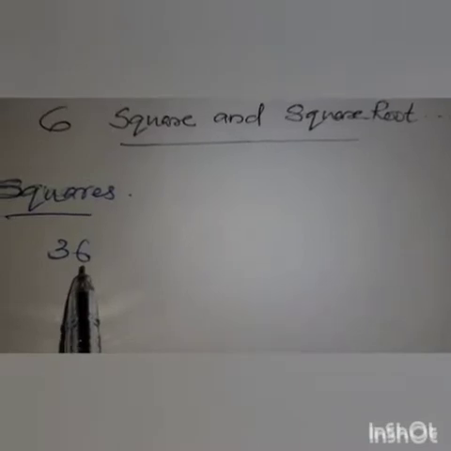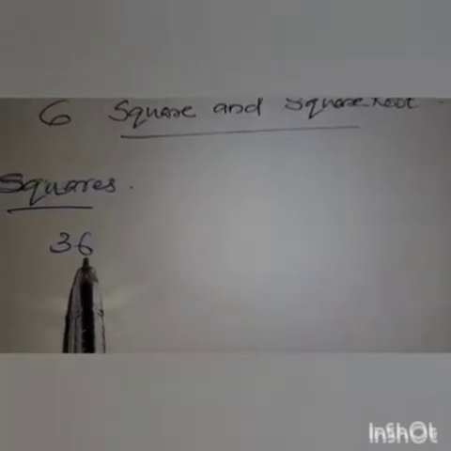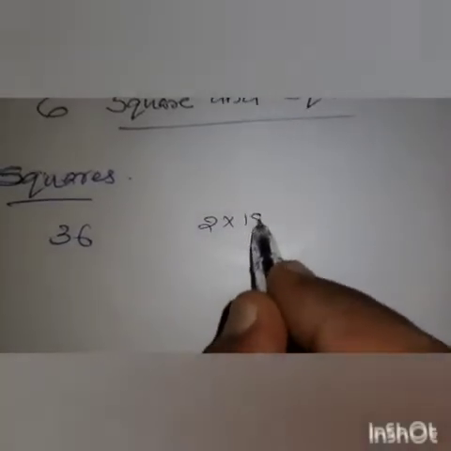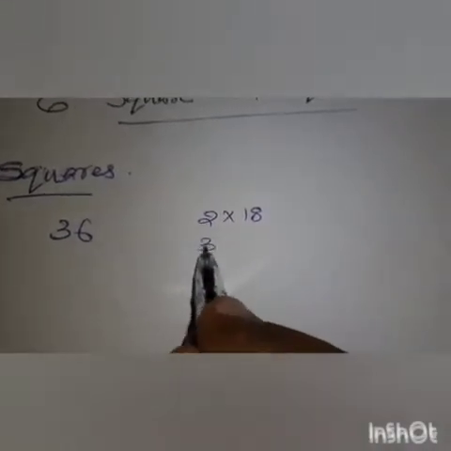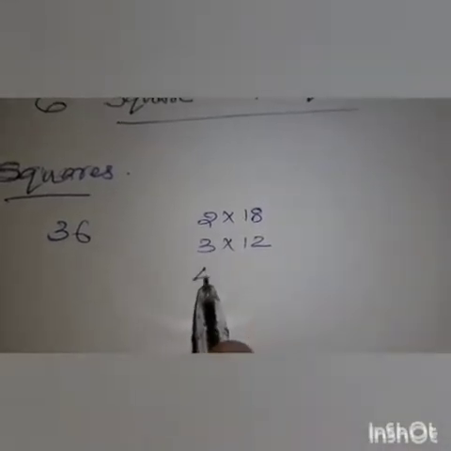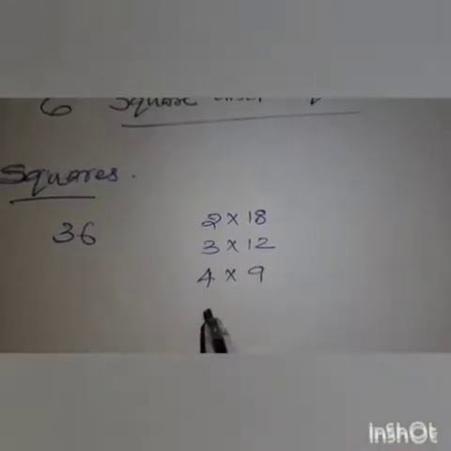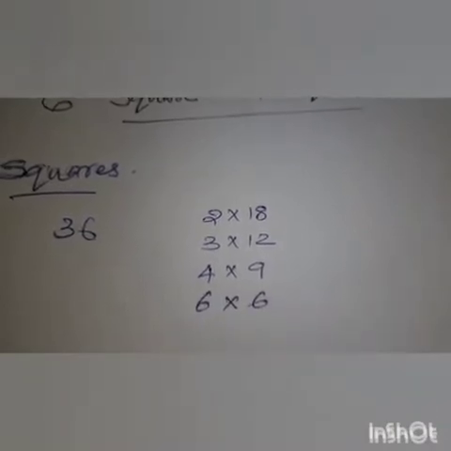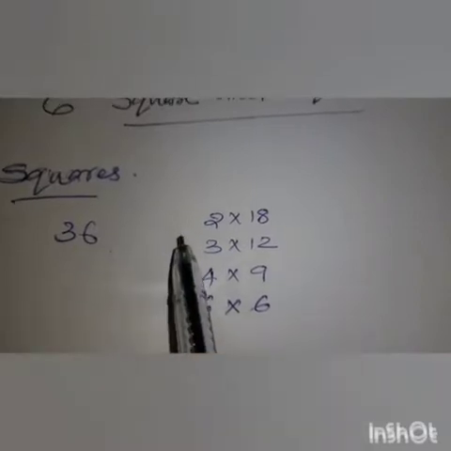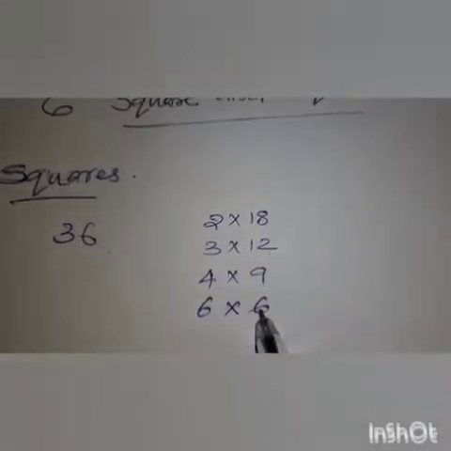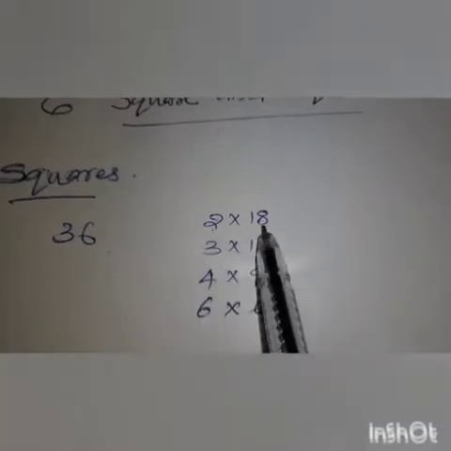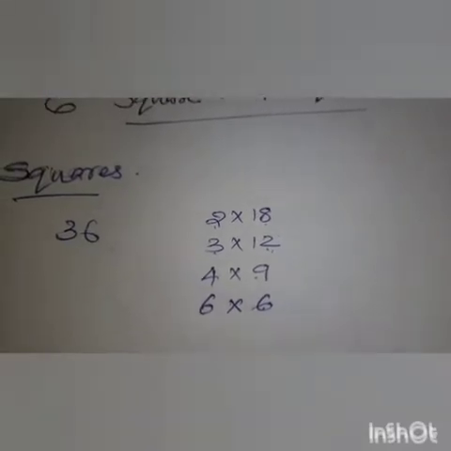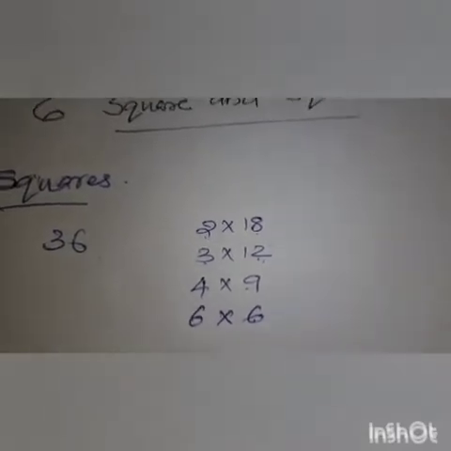Can you arrange this 36 as a product of two numbers? 36 we can write as 2 into 18, 3 into 12, 4 into 9, 5 it is not possible, 6 into 6. So we can get 36 by different products. 2 into 18 is 36, 3 into 12 is 36, 4 into 9 is 36, 6 into 6 is 36.